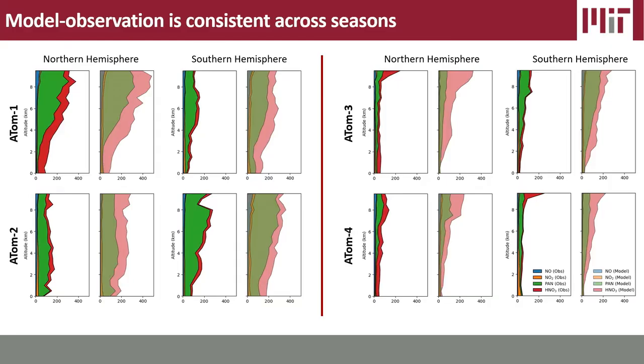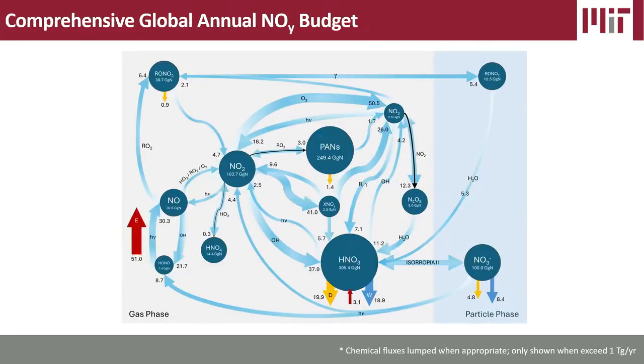And I'm about to put up a figure. It's a lot. This is the most comprehensive global annual NOI budget that I could put together for the troposphere. Don't try and take it all in. I'm going to break it down. We'll go through it together. If I don't talk about your favorite branch, I'm sorry, you can come find me. We can chat about it afterwards.